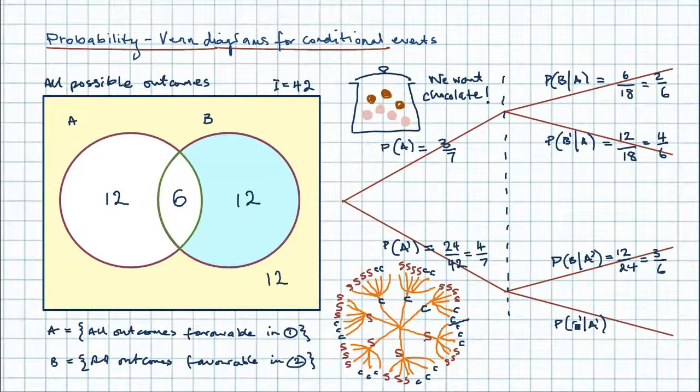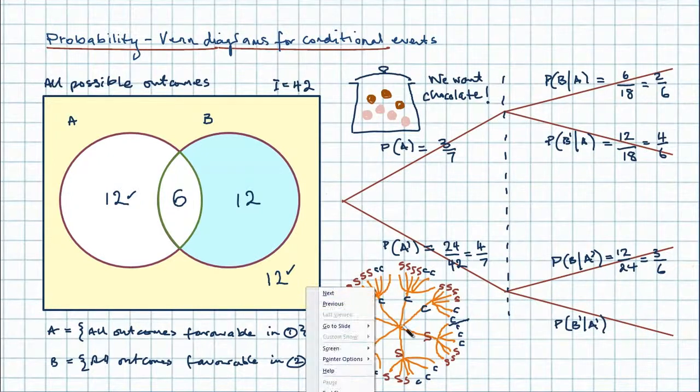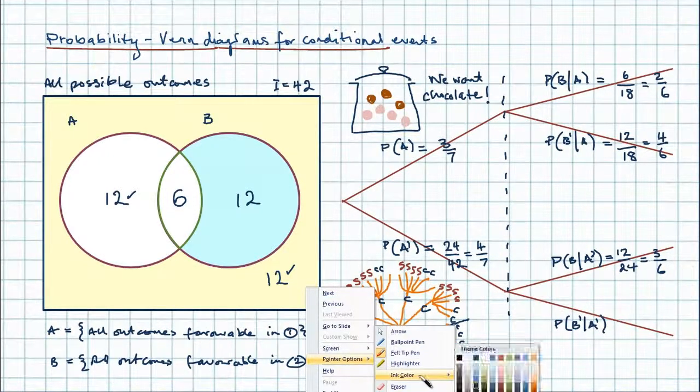And finally, what if we think about not getting B? What if we don't get B? We've got this number here and this number here, but it's given not A. So it must be just this number here, okay? Given not A.